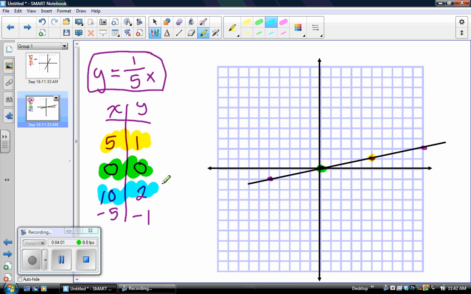Okay? So that is a foolproof way to generate the graph of a line from an equation.